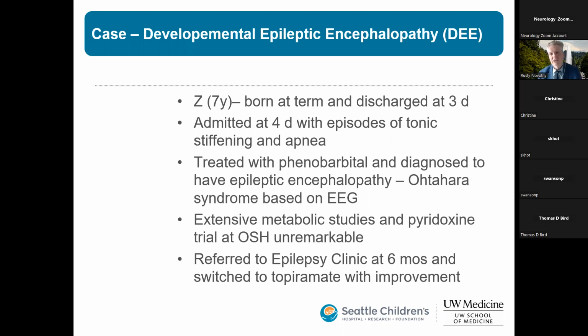He was born term, discharged from hospital at 3 days of age, and then readmitted within a 24, 48-hour period where he had episodes of tonic stiffening with apnea. He was treated with phenobarbital and diagnosed to have an epileptic encephalopathy by EEG, something called Ohtahara syndrome. And I'll show you that EEG. He had extensive metabolic studies and a trial of pyridoxine at an outside hospital, and then ultimately was referred to our epilepsy clinic at 6 months of age and was switched to topiramate with improvement.